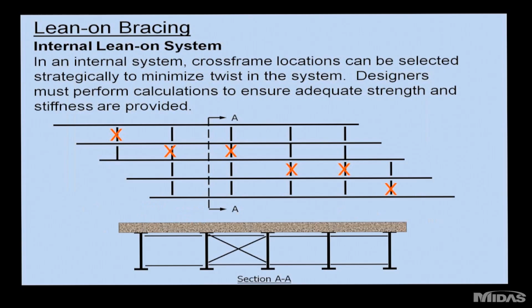Here's an example of a framing plan for an internal lean-on system. There has to be at least one cross frame in each line of braces to ensure that it's stable. And the designer does need to do calculations to ensure that you've got enough strength and enough stiffness to adequately brace all those girders.